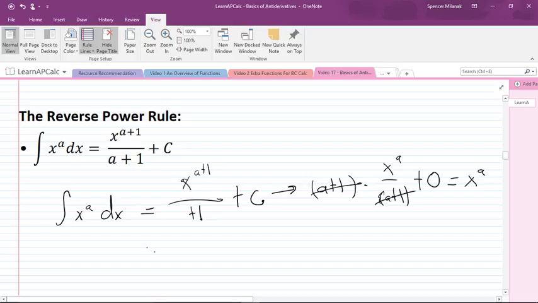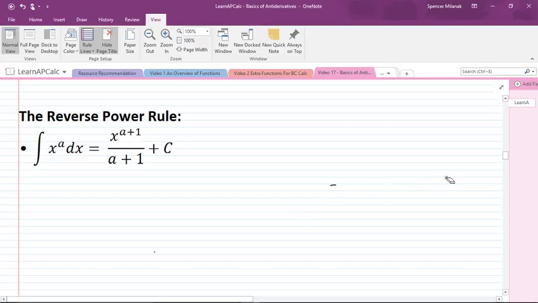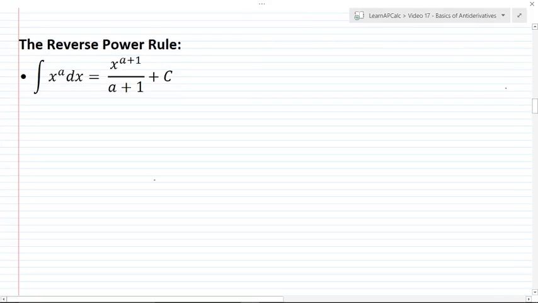Alright, so we talked about the reverse power rule. This is as fundamental to indefinite integrals as the power rule is to derivatives. So to integrate something like x to the 16th, we do x to the 16 plus 1, 17, all over 16 plus 1, plus c.